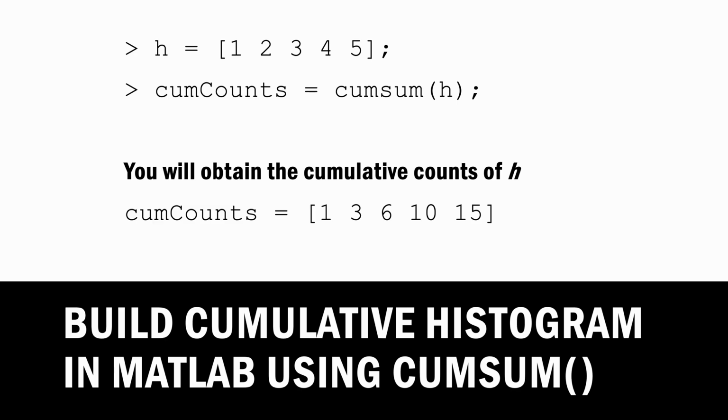The third is 1 plus 2 plus 3, which equals 6. The fourth adds one more to reach 10. And the fifth is the total sum, 15. So the output is a new sequence of numbers, 1, 3, 6, 10, 15. This sequence represents the cumulative histogram counts. Each position tells us the total number of pixels included in all bins up to that point.